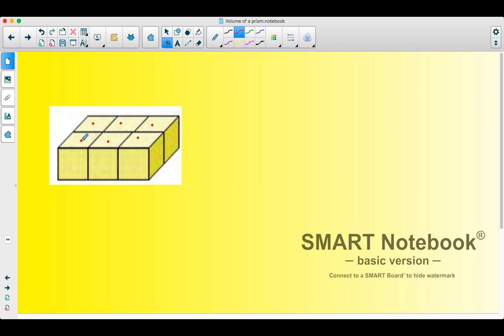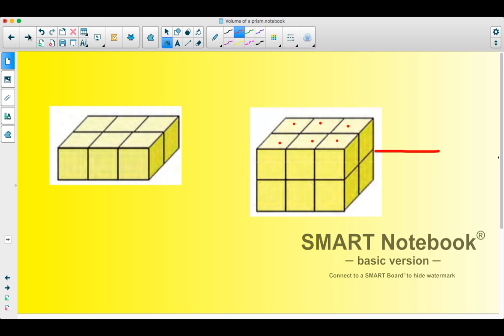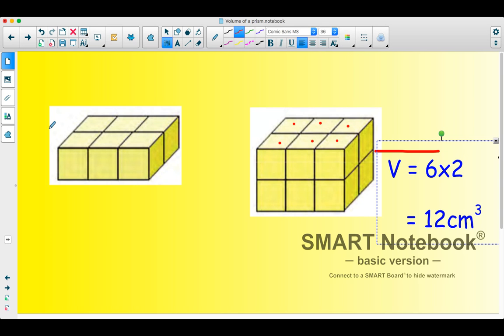So what's the volume of this shape? 1, 2, 3, 4, 5, 6 centimeters cubed, assuming that these are centimeters cubed. What about this shape? Well, the top layer is the same thing. 1, 2, 3, 4, 5, 6. You've got two layers. Each of them has 6 centimeters cubed, so 6 in the top one, 6 in the bottom one. 2 times 6 is 12, so the volume is 6 times 2, which is 12 centimeters cubed.